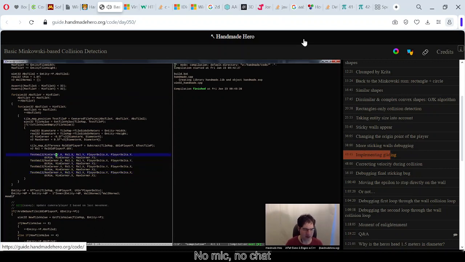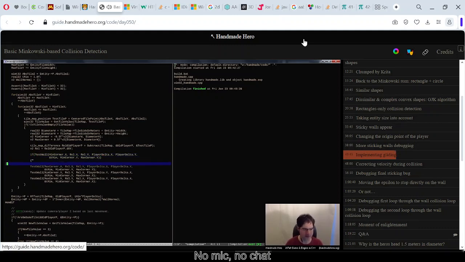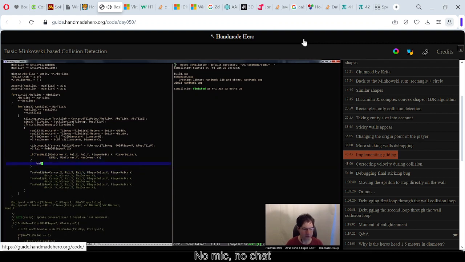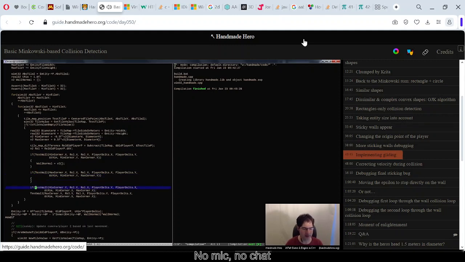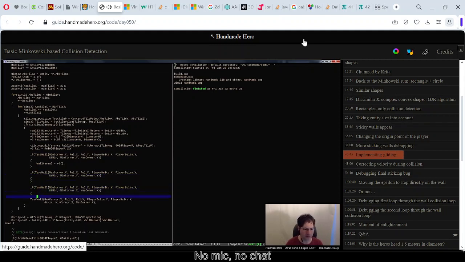Actually, trying to think of how I want to do this. Because I don't think this thing really knows what the wall normal is. So let's do it this way for now. Wall normal equals whatever the normal would be. And so we're basically just doing the exact same code that we did before. Only this time I'm setting an arbitrary wall normal.